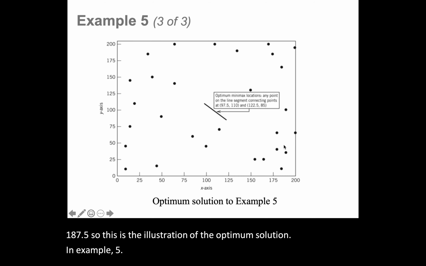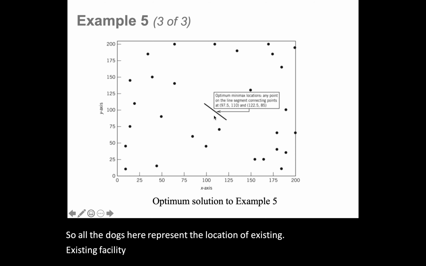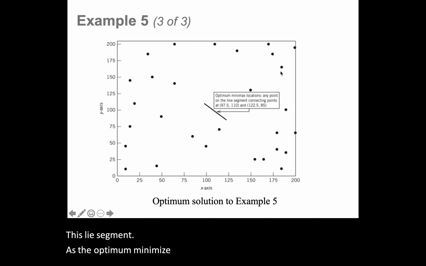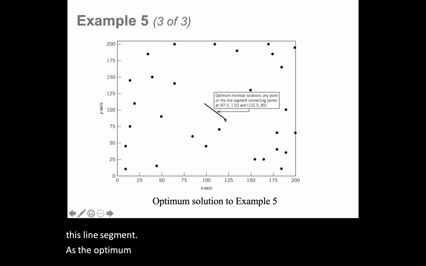All the dots here represent the locations of existing facilities, and this line segment is the optimum minimax location. So you can choose any point along this line segment as the optimum minimax location. Okay.